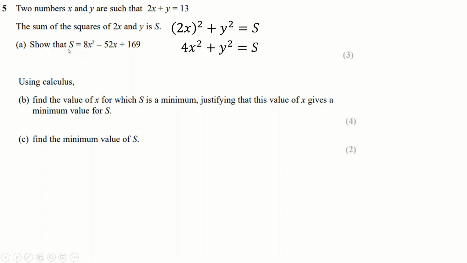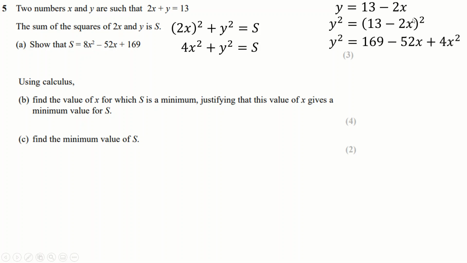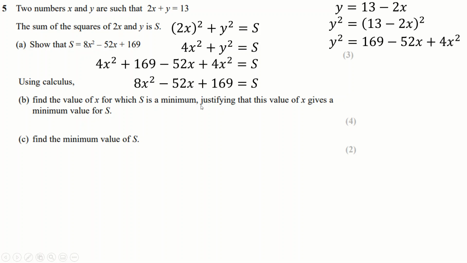Now, their equation for s doesn't have a y in it. So my idea will be to get rid of y here. Take this equation, rearrange it for y, and then square it all. Remember to square sides separately, not terms. Square the whole side here. Expand out the bracket, and then put that expression in for this y squared, and tidy up, and you get what they wanted. Using calculus, find the value for which s is a minimum.